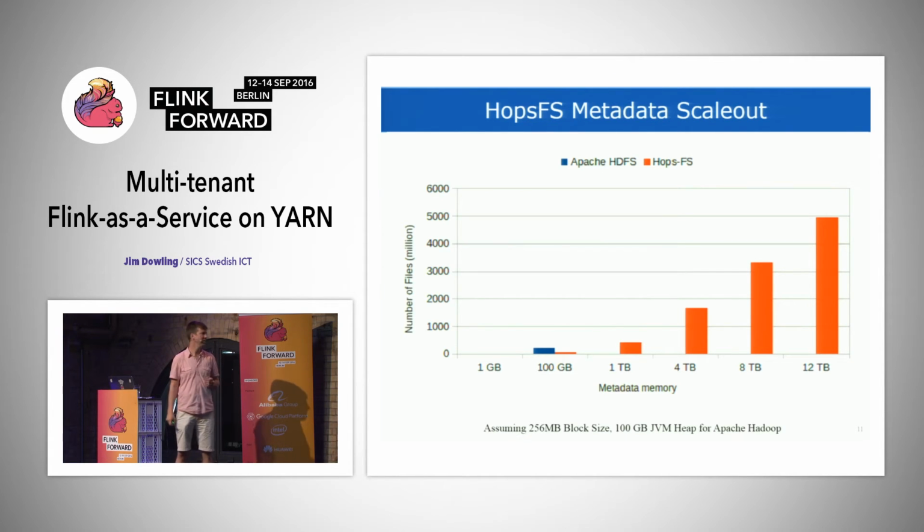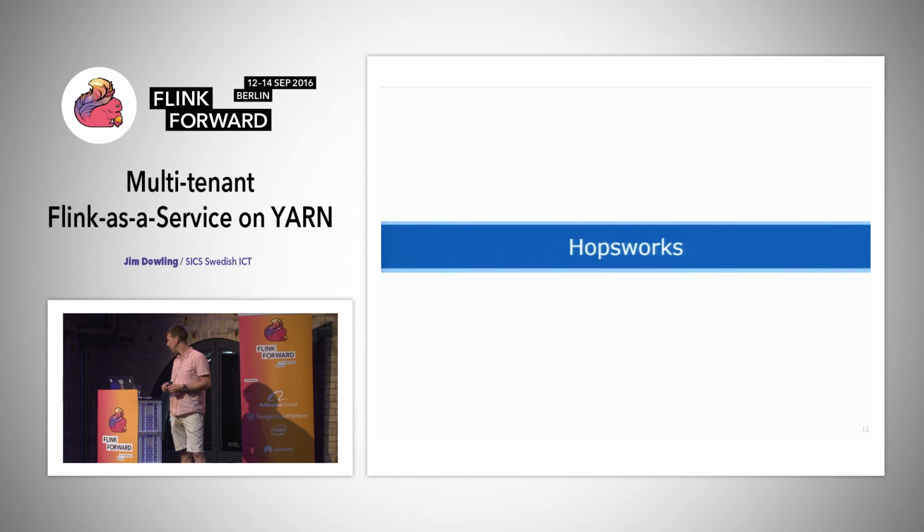Spotify have about 300 million files in their cluster. It's a 2,000 node cluster, 90 petabytes. But we can easily go up to 12 terabytes. So that means billions of files, the order of billions of files. Okay, so that's the Hadoop distribution that we're running on.